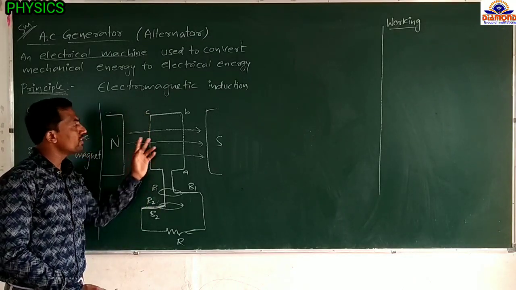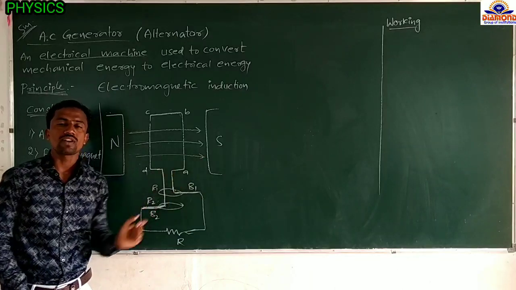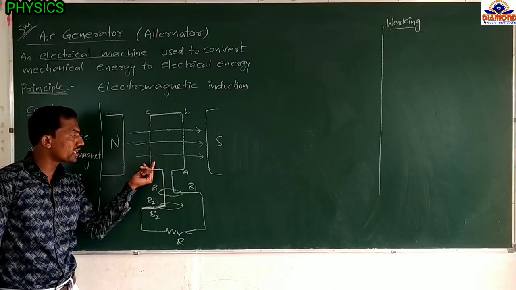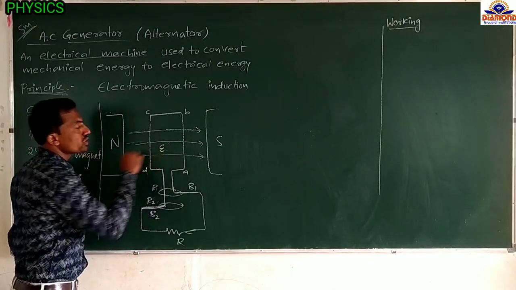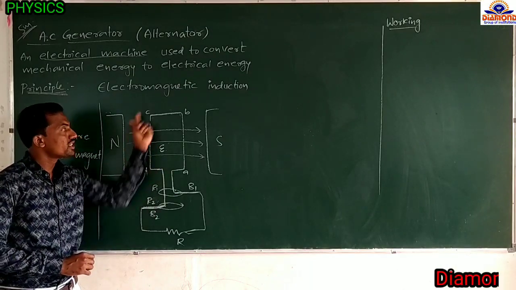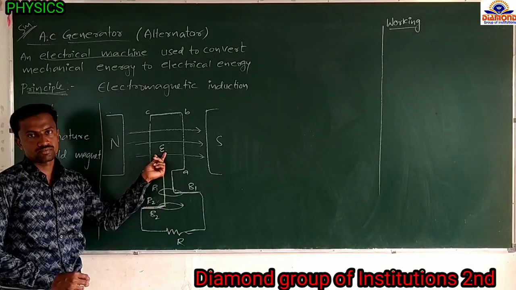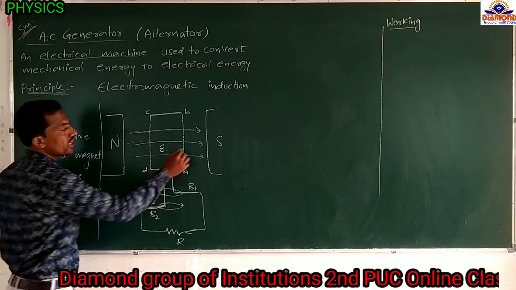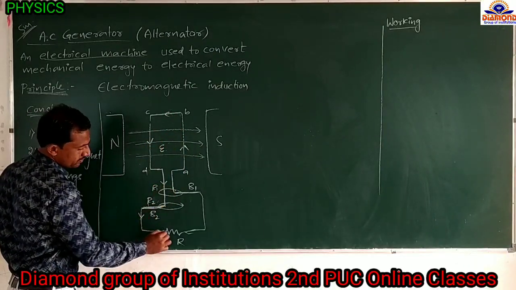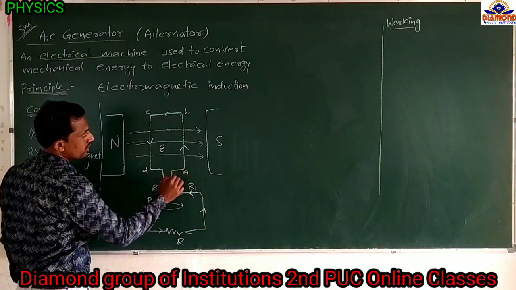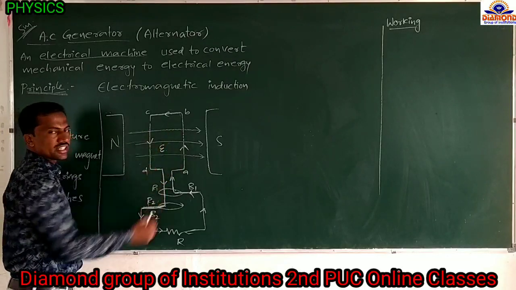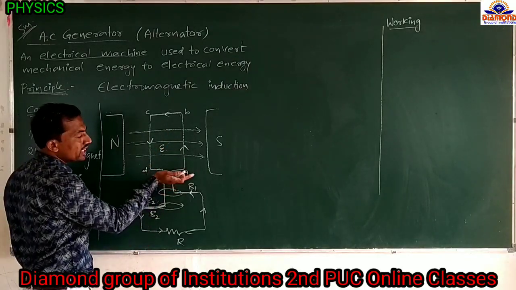When the magnetic field linked with the coil changes, according to Faraday's first law, whenever there is a change in magnetic flux linked with the circuit, EMF is induced in the circuit. EMF induced means current is flowing in the circuit. Current flows in the internal circuit.